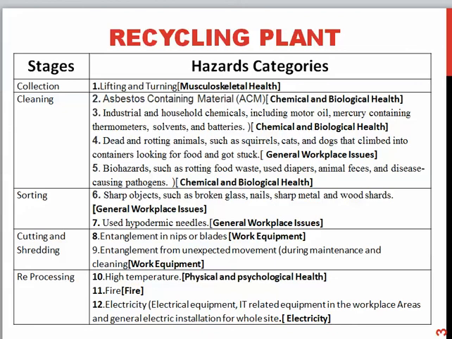So guys, if we choose a recycling plant for our risk assessment, here you can see we have chosen 12 hazards from almost 6 or 7 categories. So the purpose of making this video is to explain how to identify hazards from a specific industry for which you are going to make your IG2 reports.